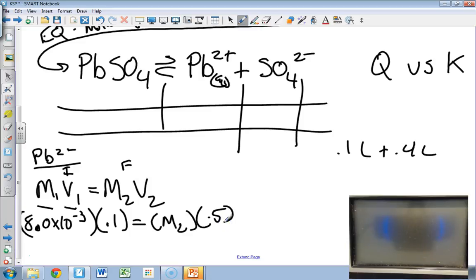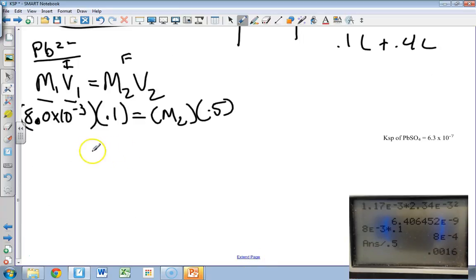So now we do 8 times 10 to the minus 3 times 0.1 divided by 0.5. And so what we have is a new concentration of lead. So that new concentration of lead is 1.6 times 10 to the minus 3 molar, equals the concentration of lead 2 plus.